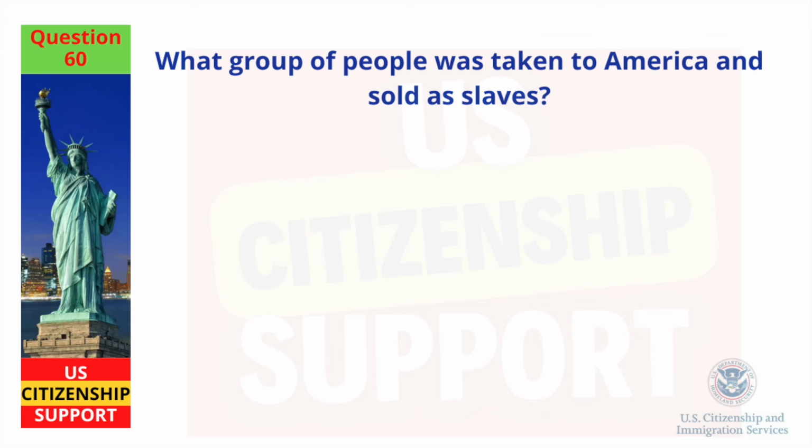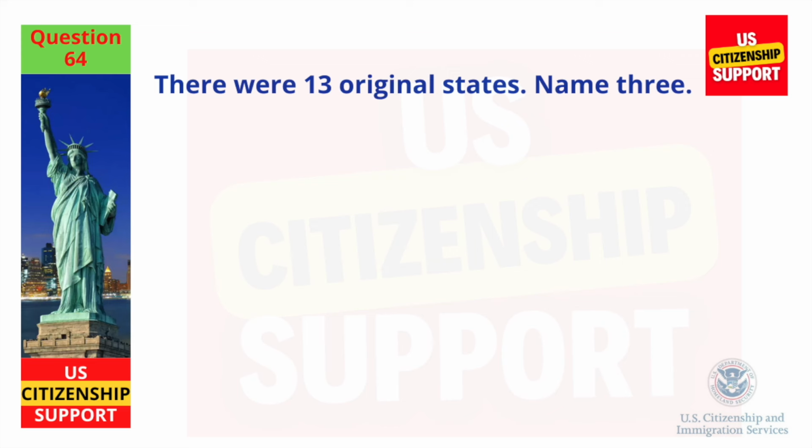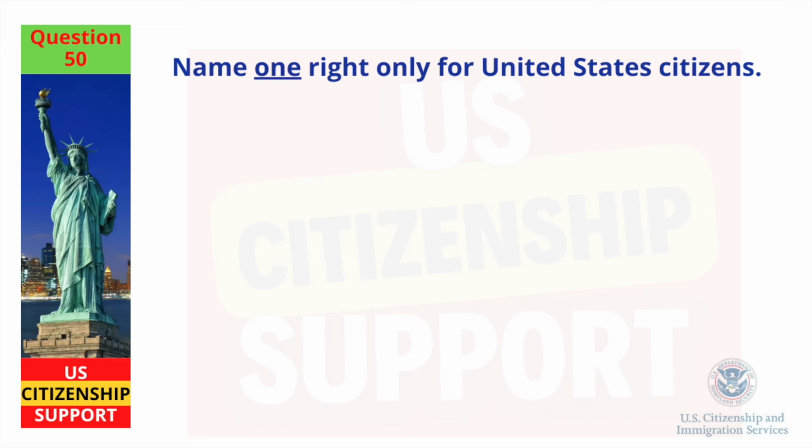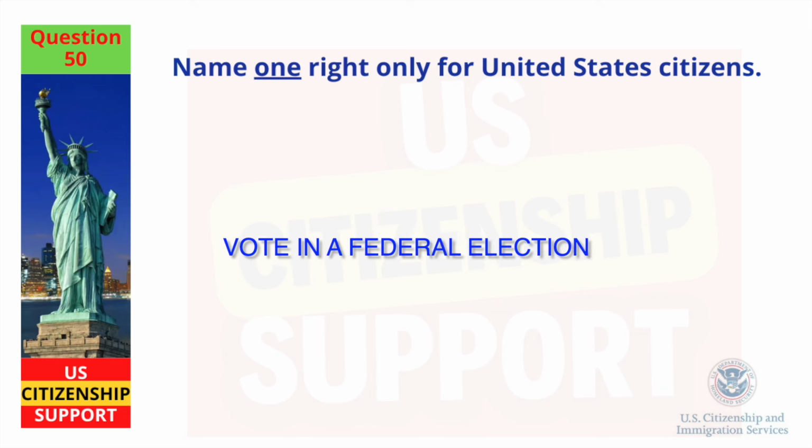What group of people was taken to America and sold as slaves? Africans. There were 13 original states. Name three. New York, New Jersey, and Pennsylvania. Name one right, only for United States citizens. Vote in a federal election.